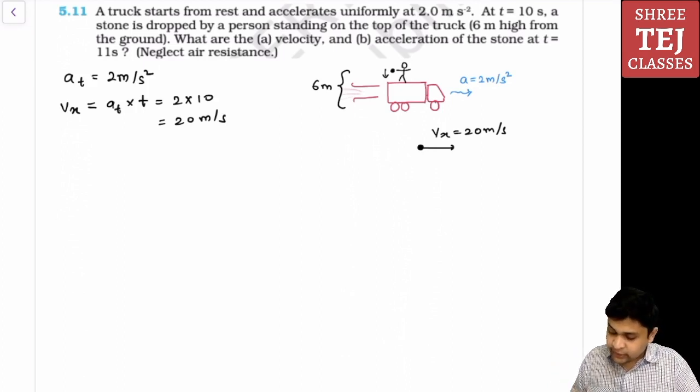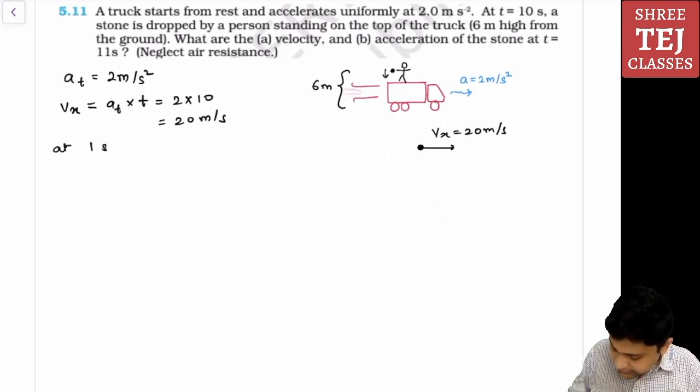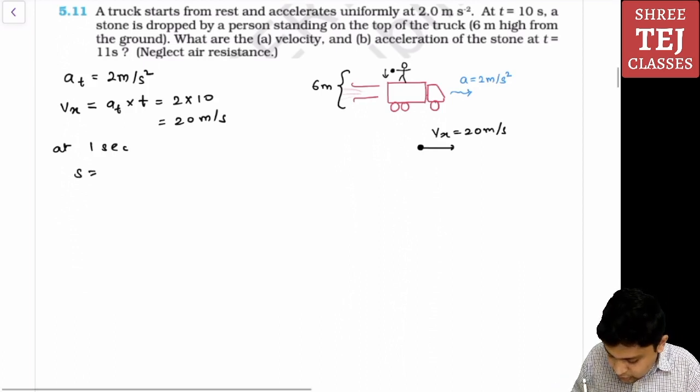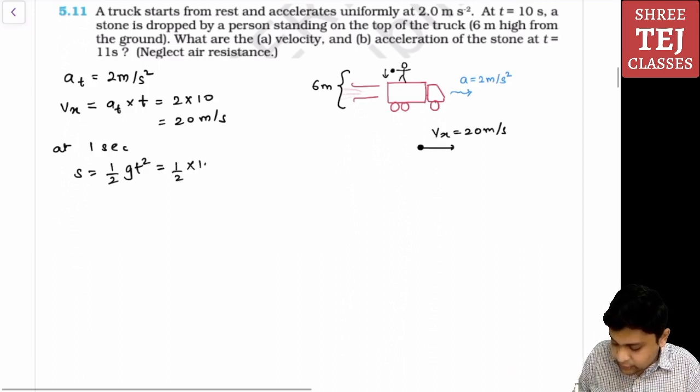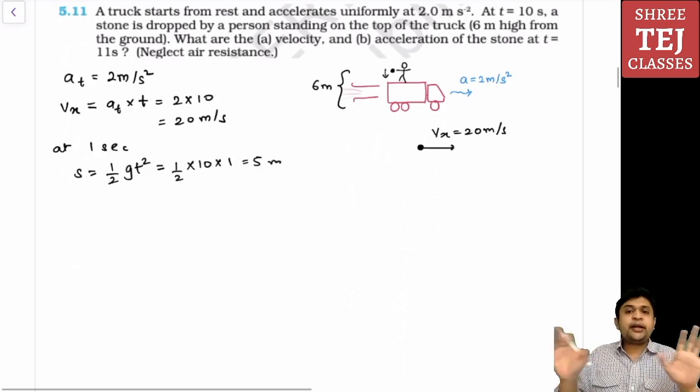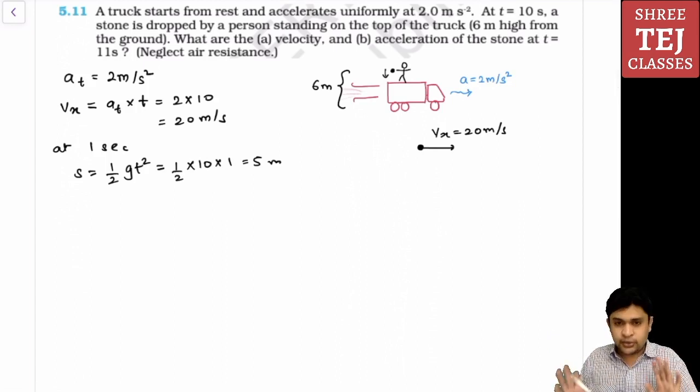After that, what do we have? The stone is being dropped at time t equal to 10 seconds. So its vertical velocity is 0 because the stone is being dropped. So first we will see in 1 second how much distance it will cover and what will be its velocity. At 1 second, distance covered would be, initial velocity is 0, so half gt square. So it will be 1 by 2 into 10 into 1, so 5 meter. So it is not reaching the ground at 1 second. So we are good there.